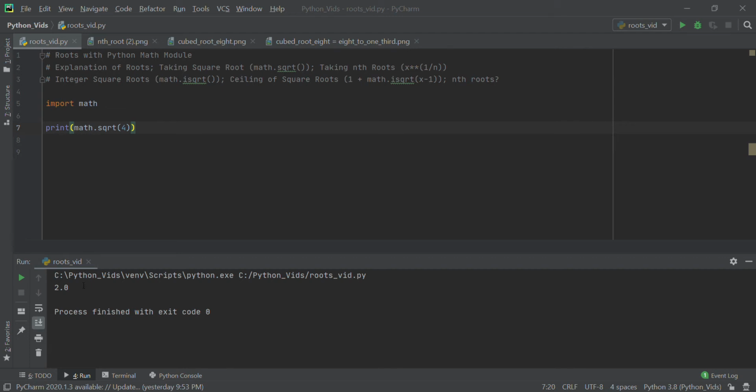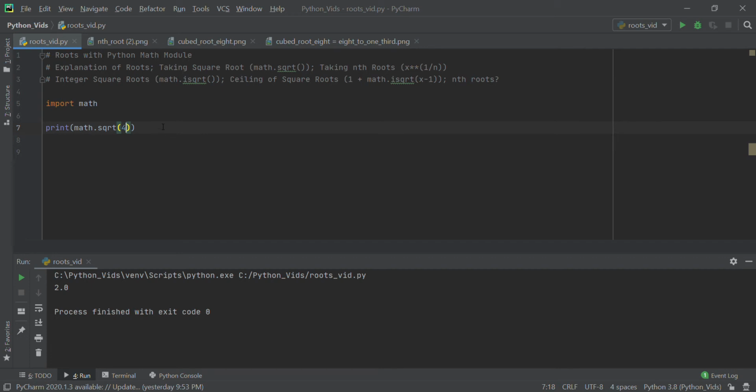But you'll notice we're actually getting a 2.0 here. And that is interesting because that means it's a float value, not an integer. And that's what that .0 is telling us. Even though the question that we're asking the computer has an answer that's just a whole number, just 2, math.sqrt is still spitting back a float value.